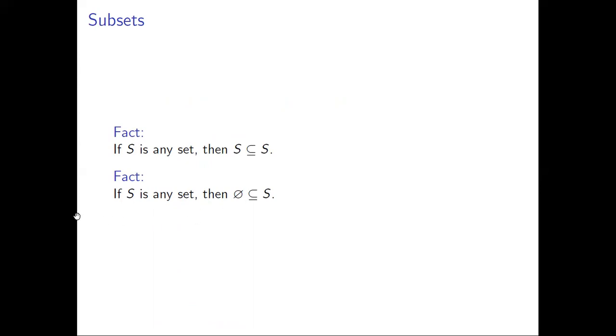Second fact, which was also brought out in the previous slide: if S is any set you can imagine, then the empty set is going to be a subset of S. And that's because every element of the empty set will automatically be an element of S. Now, there are no elements of the empty set, but that's the point. Every possible element of the empty set is also an element of S.